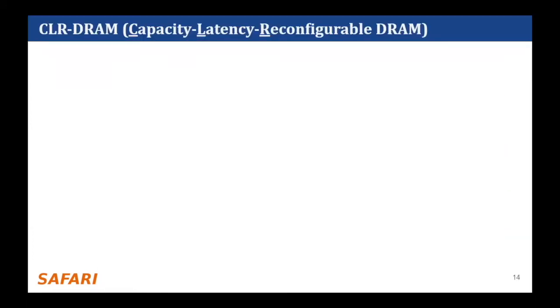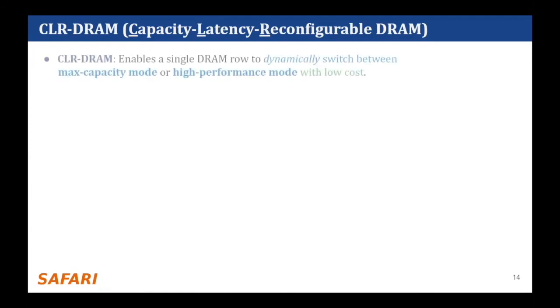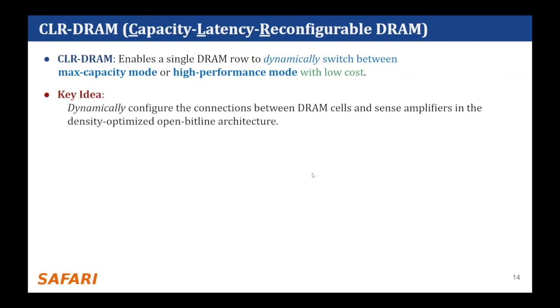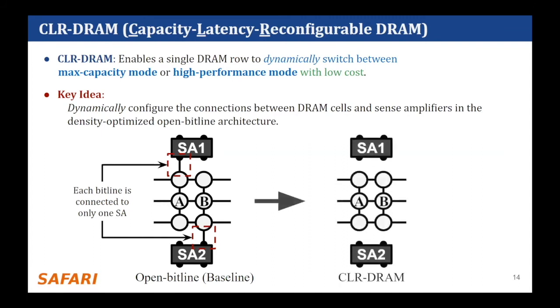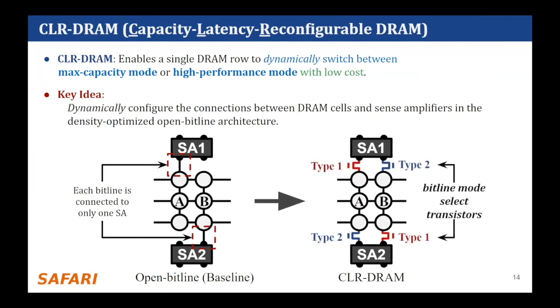Okay, so for Clear DRAM, the key idea is to enable dynamic configurability of the connections between DRAM cells and sense amplifiers in the density optimized open bitline architecture, which is shown on the left. To do so, Clear DRAM, which is shown on the right, adds two types of small isolation transistors called type 1 and type 2 bitline mode select transistors to enhance the connectivity between DRAM cells and sense amplifiers.